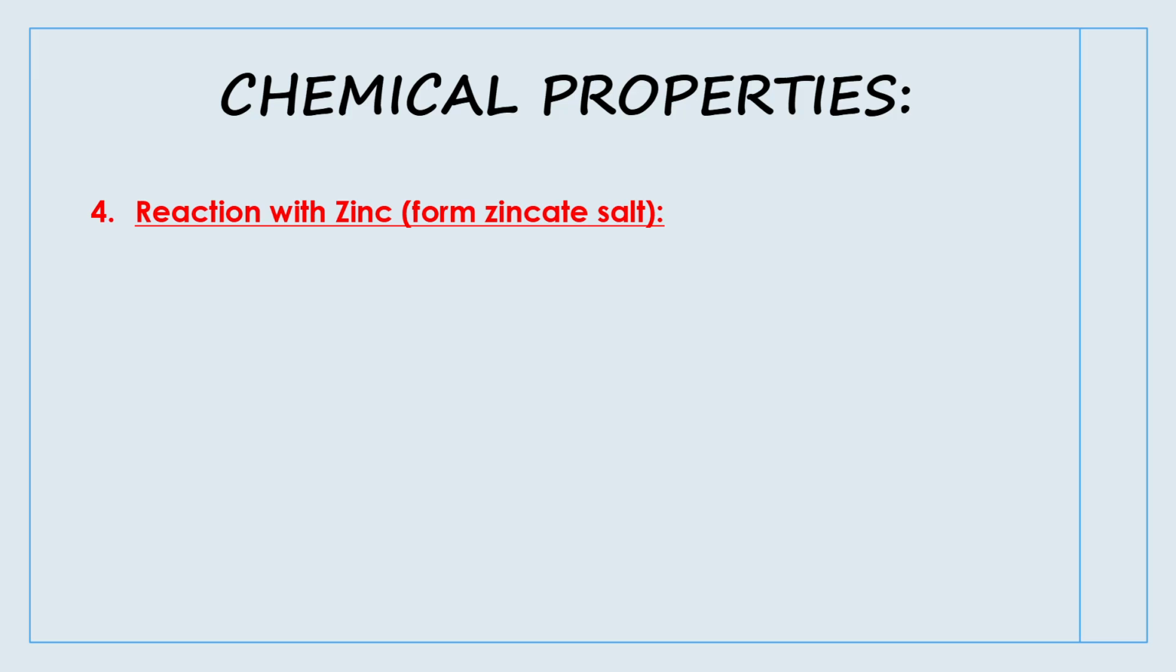Now, next is the reaction with zinc, which is also a metal. With aluminium, it formed aluminate salt, and with zinc, it will form the zincate salt. Sodium hydroxide reacts with zinc, forming the zincate salt, which is the sodium zinc oxide, plus hydrogen gas is also formed during this reaction.